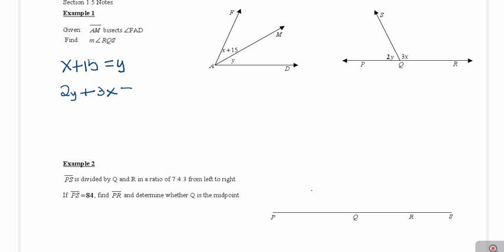Now I'd like you to please pause the video at this moment and try to solve this system of equations. Then, when you're ready, press play to check your answer. Pause now.